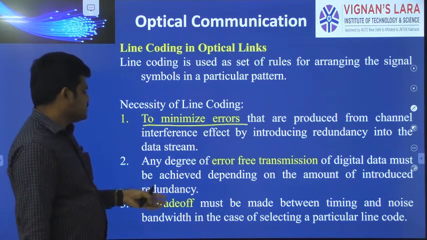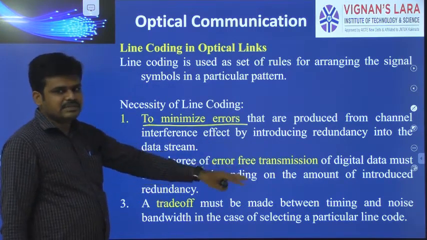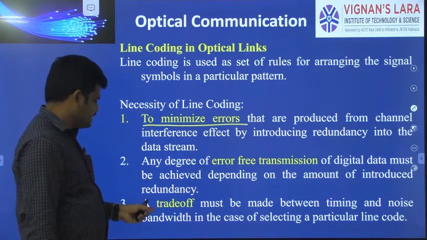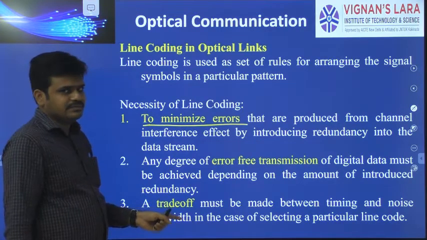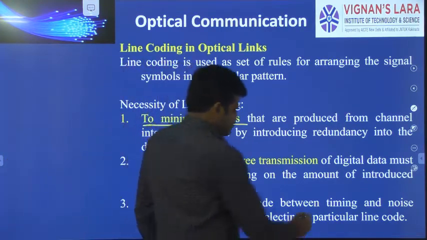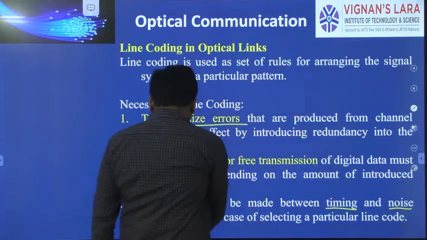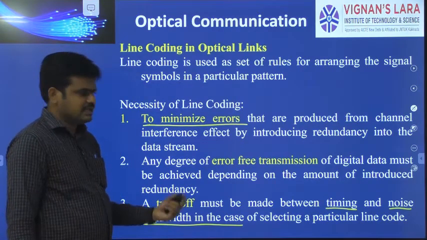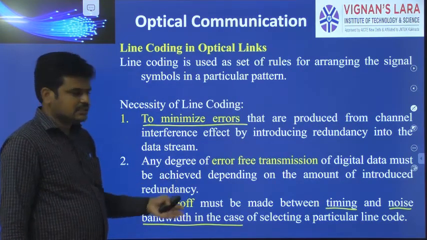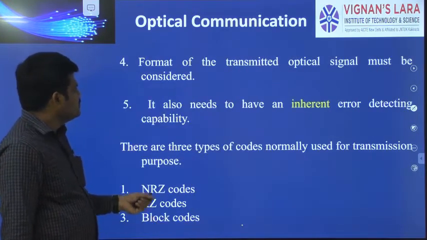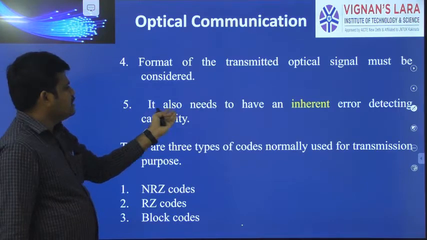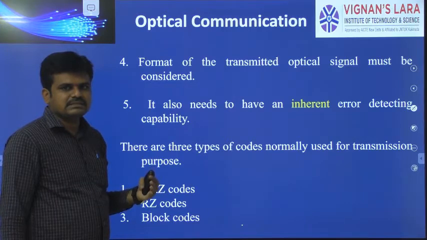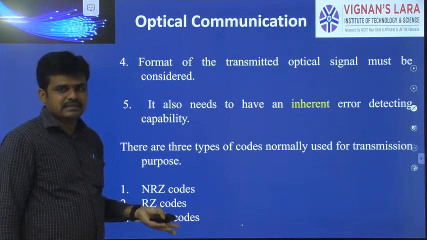Any degree of error-free transmission can be achieved using line coding. The next one is you can bring the trade-off between the timing as well as noise bandwidth in selecting the particular line coding. It also has an inherent error detecting capability.